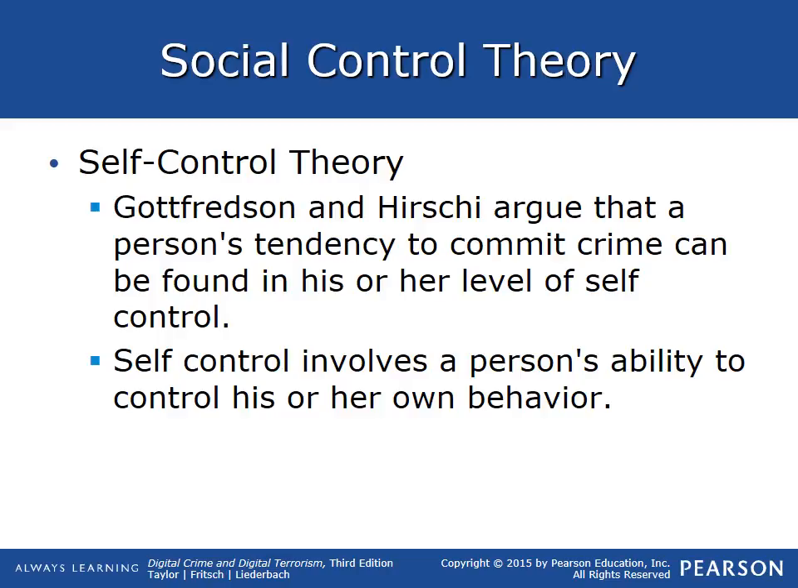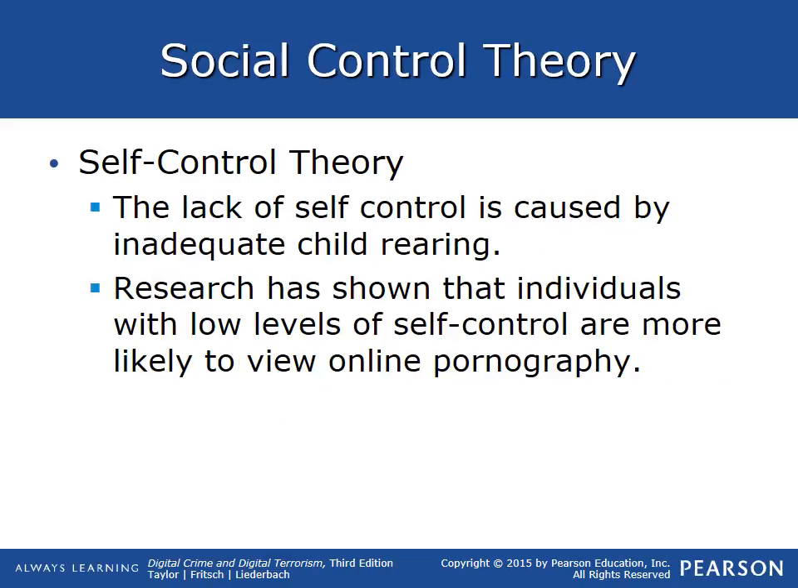Going back to our choice theory, if the risks are not there to stop me, or I don't have that deterrence, then I'm going to commit a crime. But if I have a social contract with others and I have a sense of self-control, then I can stop myself from committing a crime. I can stop myself from doing something bad. That's what self-control theory really comes down to. Lack of self-control is caused by inadequate child rearing.